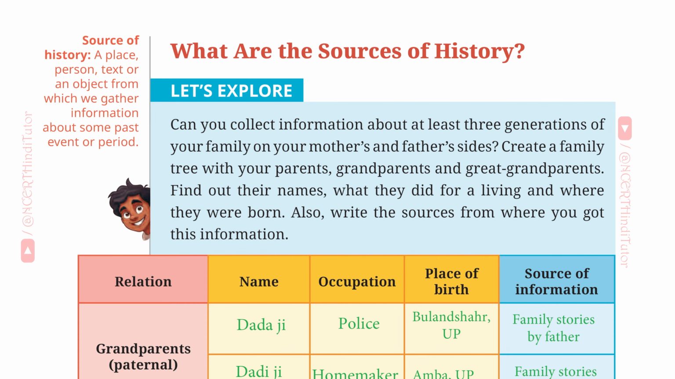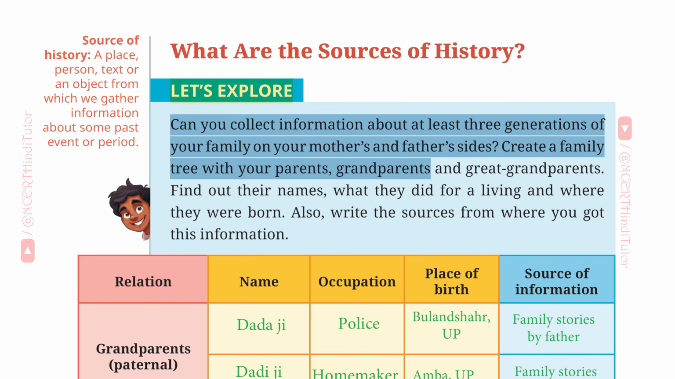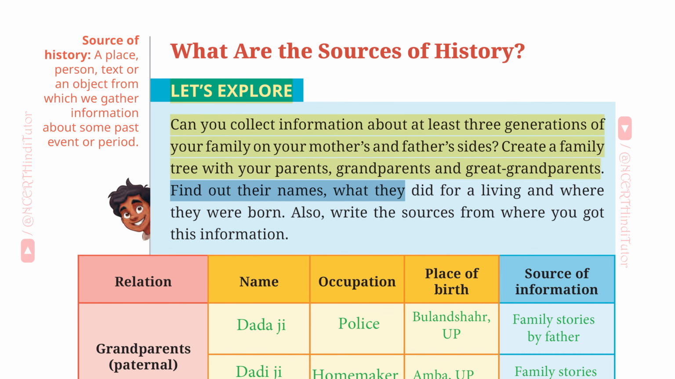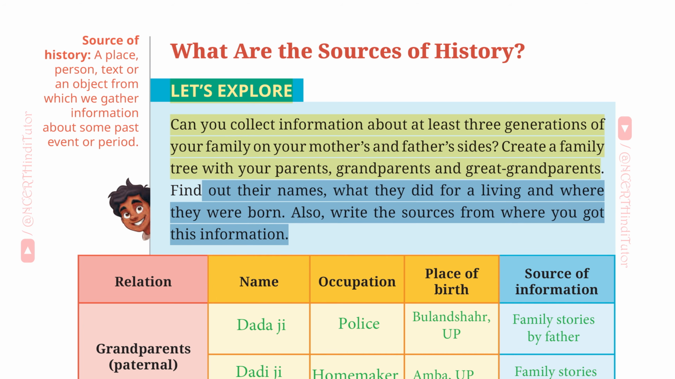Page 66. Let's explore. Can you collect information about at least 3 generations of your family on your mother's and father's side? Create a family tree with your parents, grandparents, and great grandparents. Find out their names, what they did for a living, and where they were born. Also, write the sources from where you got this information.